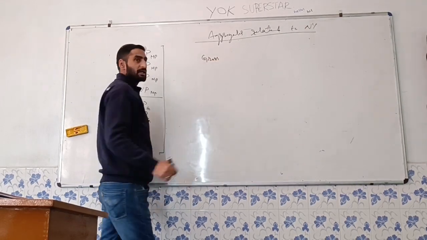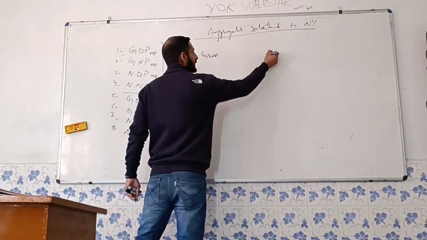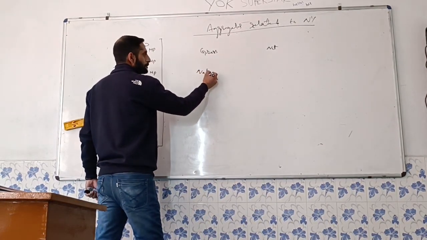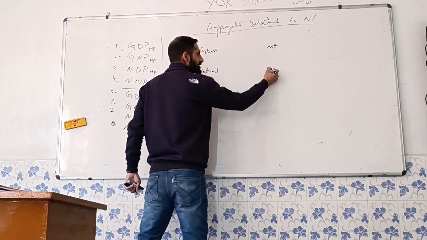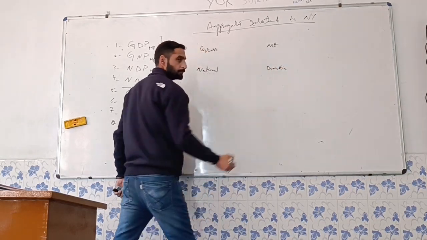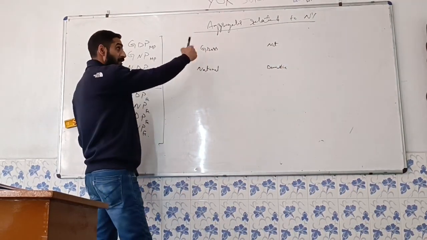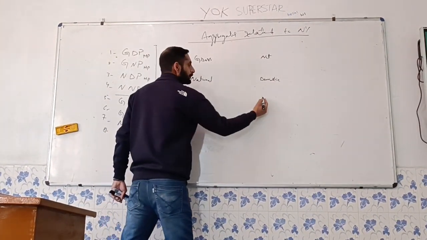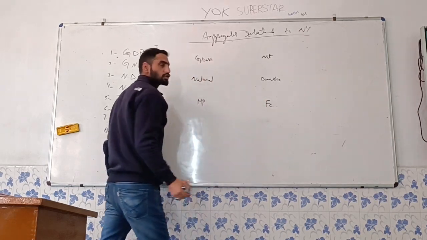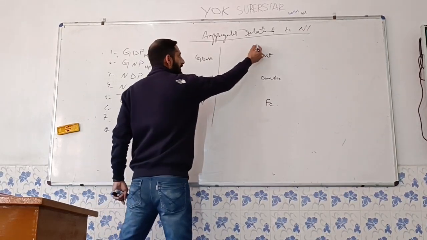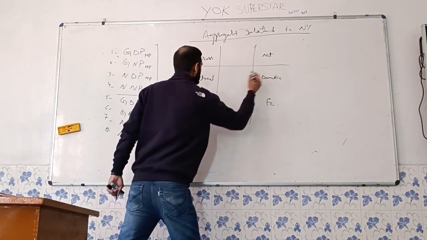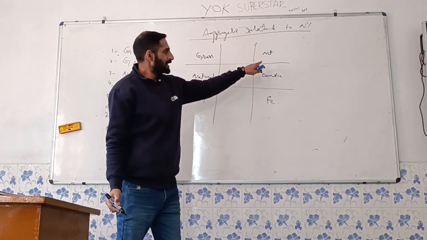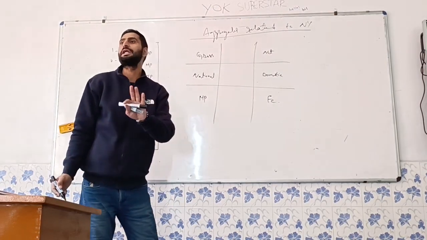Gross is a big thing. Net is a small thing. National is a big thing. Domestic is a small thing. Related to national, I am saying. Related to gross, I am saying. And market price is a big thing, while factor cost is a small thing. Now let us complete it like this. 3 big things, 3 small things, and 3 connections.